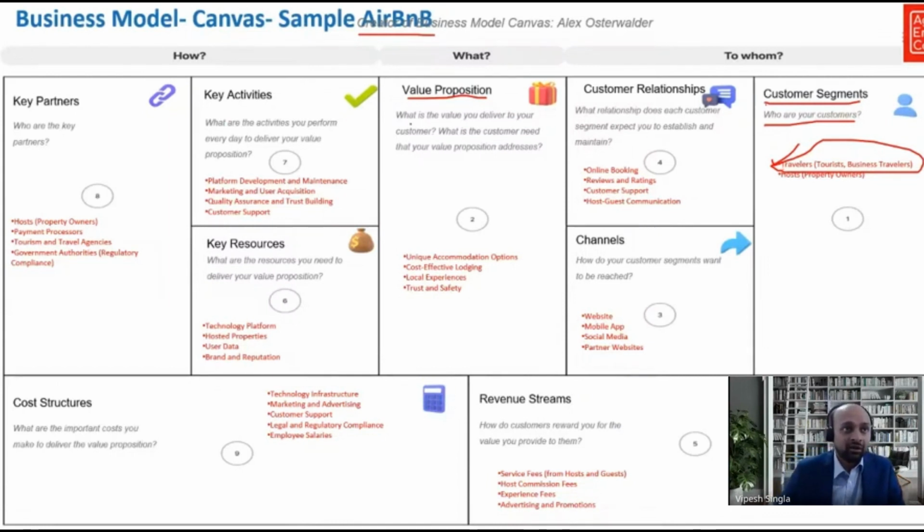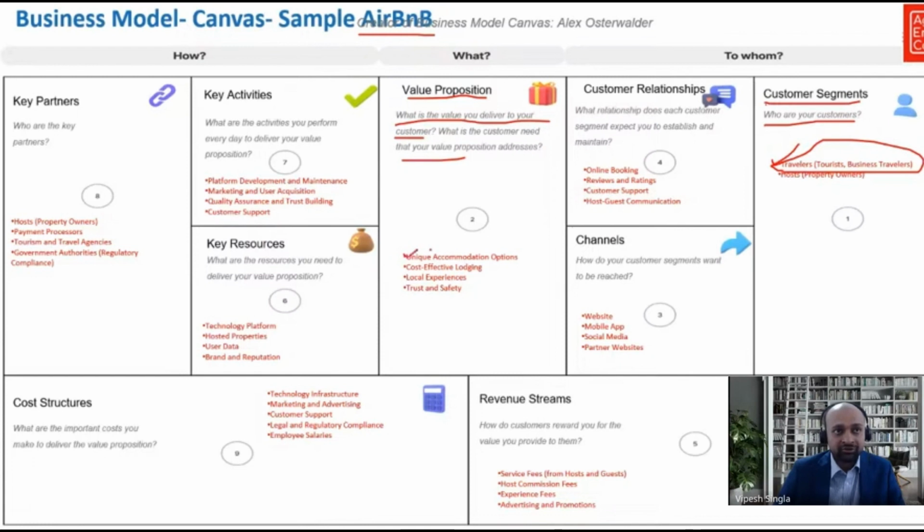Okay, let's dive into value proposition. What is the value you deliver to your customer? That's what we capture here. What is the customer need that your value proposition addresses? These are four key needs which Airbnb is addressing.